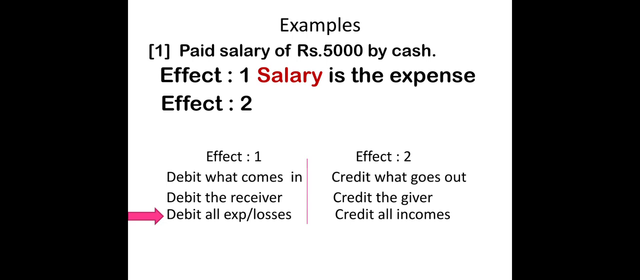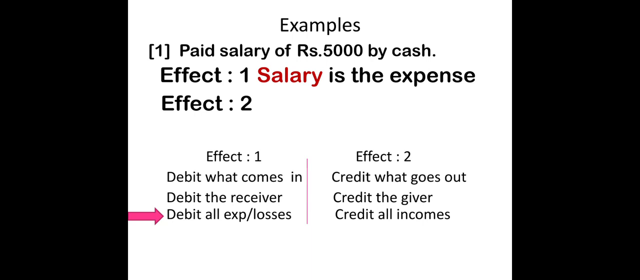If you pay interest, then you can write interest is the expense. Okay, if you pay rent, then you can write rent is the expense. Whatever your expense is, you have to write, and then you can attach the words is the expense. So salary is the expense here. Salary is the expense of business. So our effect number 1 is over. Salary account is there. Now student, effect number 2.